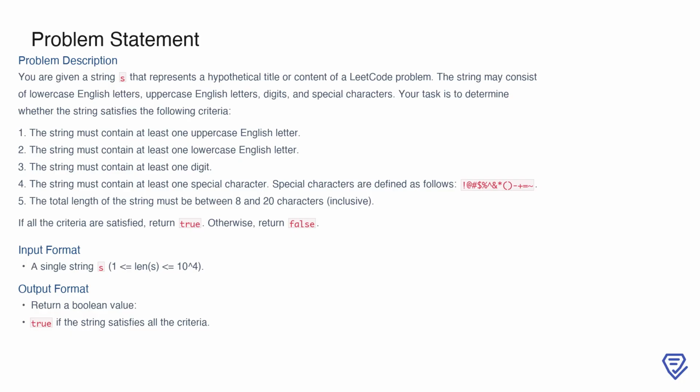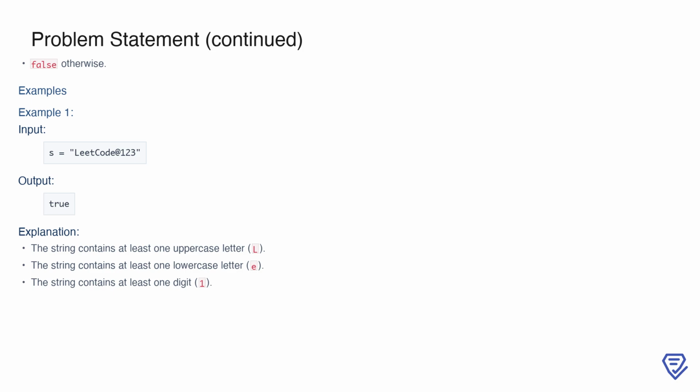The input is a single string, s, with a length ranging from 1 up to 10,000 characters. The output is a Boolean value indicating whether the string satisfies all the criteria. Now, let's look at an example to understand this better. Suppose the input string is s equals LeetCode@123. In this case, the output is true.